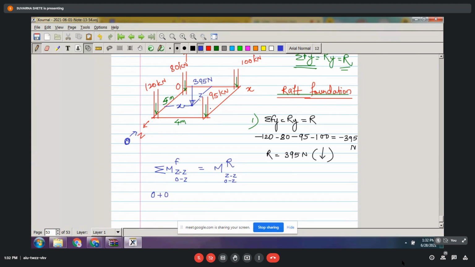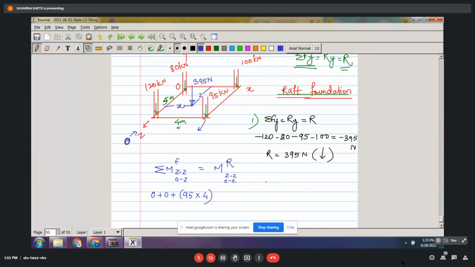Now I will talk about this downward 95 kilonewton. About this OZ axis, will this 95 downward try to rotate my raft foundation? Yes. It will try to rotate in which sense? Clockwise. So it must be written with a plus sign. So it is plus 95 into what is the perpendicular distance between the axis and the line of action? 4 meter.